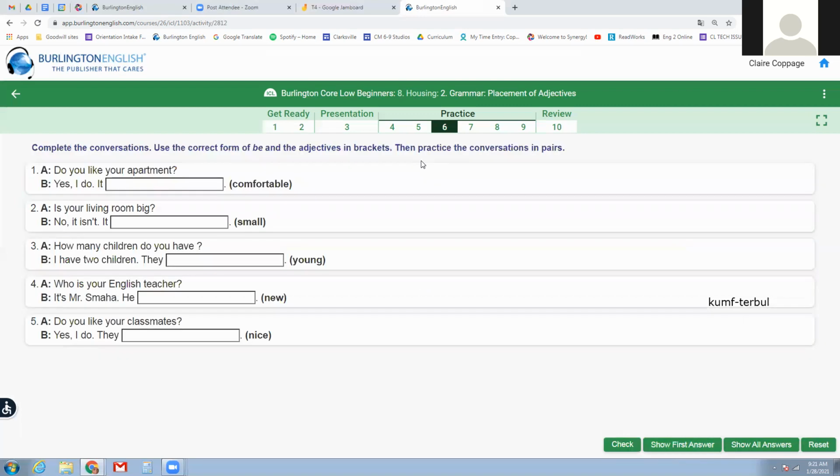All right. So now let's go back to using the verb to be. So, for example, do you like your apartment? Yes, I do. It is comfortable. It are comfortable. It am comfortable. Well, it is singular. It's one apartment, so we use is. So it is comfortable. Can you do the rest? Is your living room big? No, it isn't. It is small.